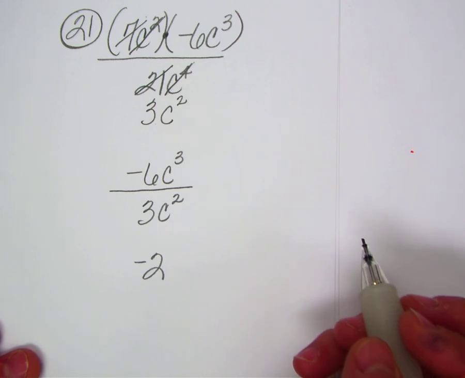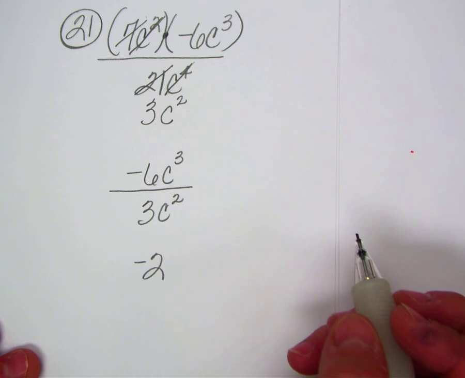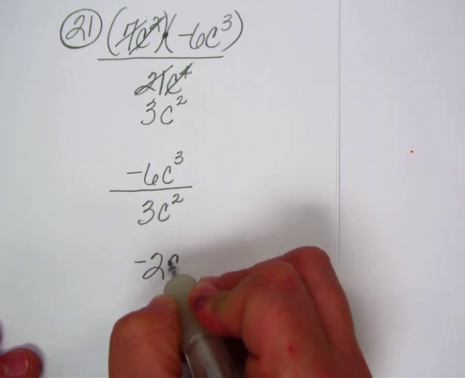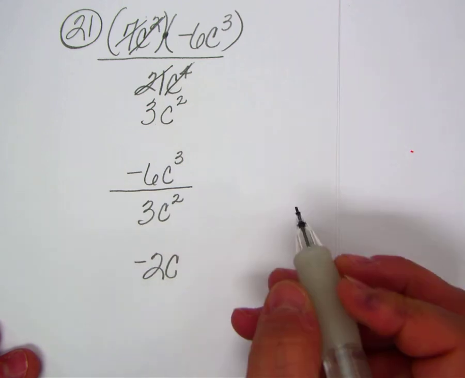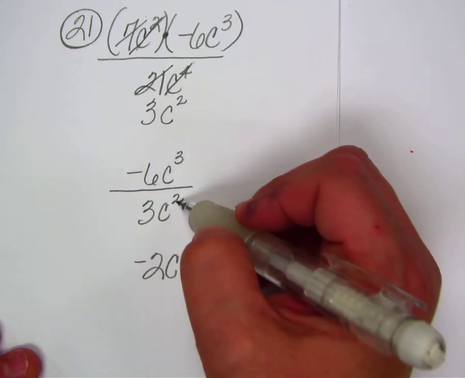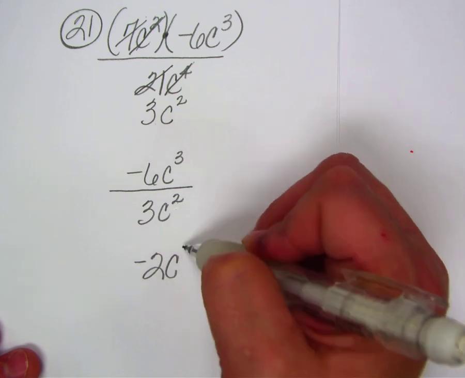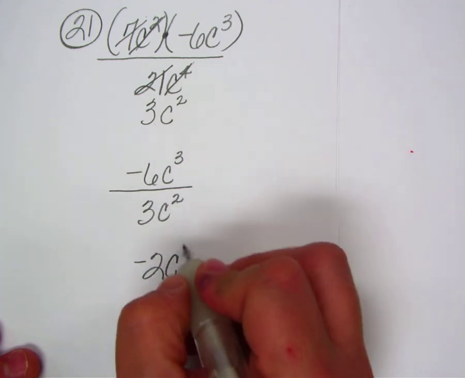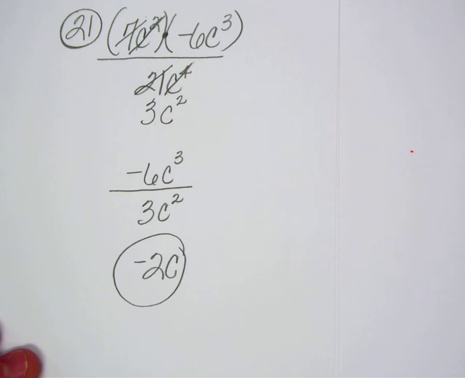What else? That's it. It's just c. What do you mean just c? It's like 2c. 3 minus 2 is 1. You can put a 1 or not. That's negative 2c.